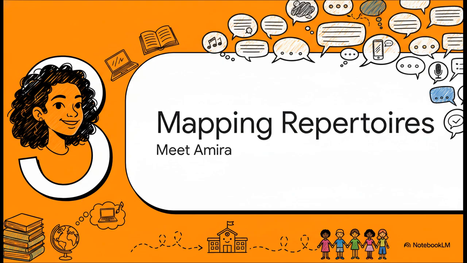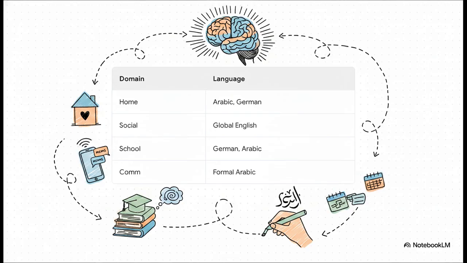Okay, part 3, mapping a student's repertoire. Let's meet Amira. Think about a day in the life of this 14-year-old student. At home, Amira blends Jordanian Arabic with her parents and throws in German with her siblings. Online, she is totally fluent in global English, slang, and memes on TikTok. Academically, she's navigating German for history and science, but she's actively using Arabic translation apps to grasp the core concepts. And on weekends, she practices formal Arabic script in her community.